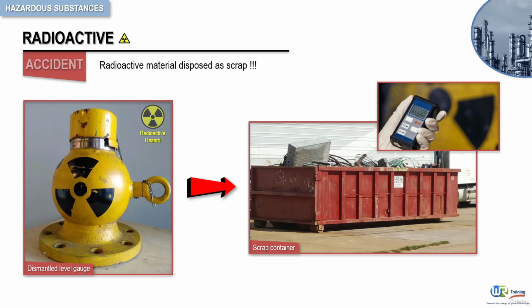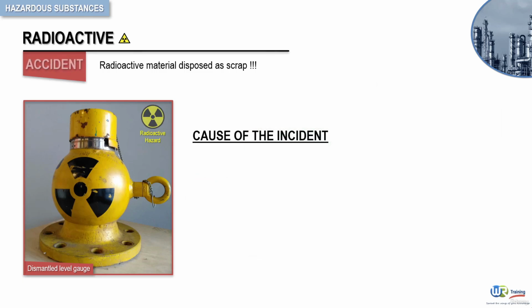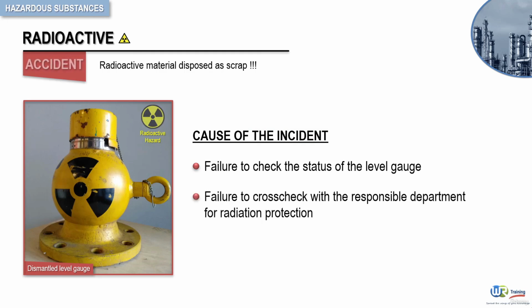The radioactive source holder was isolated in a dedicated containment and was traced back to our facility. Now, the cause of the incident was a failure to check the status of the level gauge and cross-check this with the responsible department for radiation protection. If the disposal company had not performed a check for radiation, the radioactive material would have been lost and left to contaminate its surroundings, or perhaps subject disposal site personnel to radiation exposure.